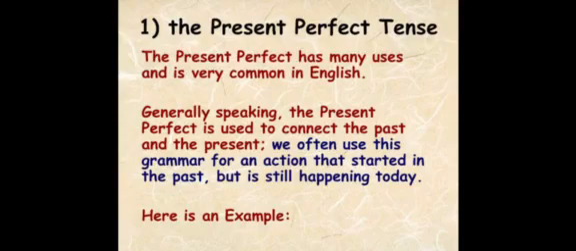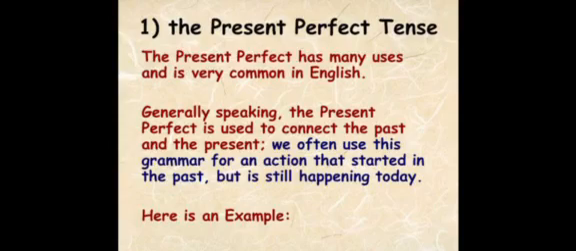Alright? I repeat again. Generally speaking, the present perfect is used to connect the past and the present. We often use this grammar for an action that started in the past and is still happening in the present. So to resume what I have been saying, present perfect is used to indicate that a state or an action started or happened in the past but has some connection to the present.